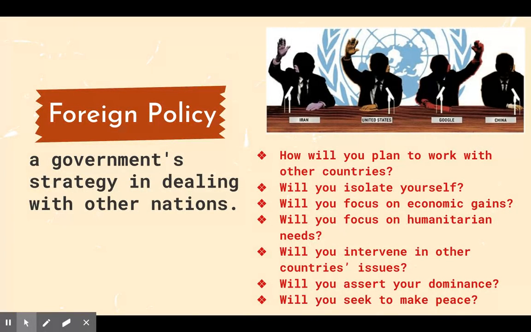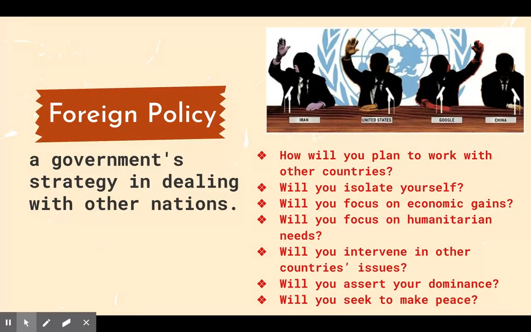How do we plan to work with other countries? Are we going to isolate ourselves? Like, are we going to be alone and just focus on our own country? Will we focus on economic gains? So is foreign policy going to be just focused on what will make us economically strong? Are we going to have humanitarian ideas? Meaning, foreign policy doesn't have to be a negative thing. Should we help other countries? Should we provide resources, aid, help to other nations?